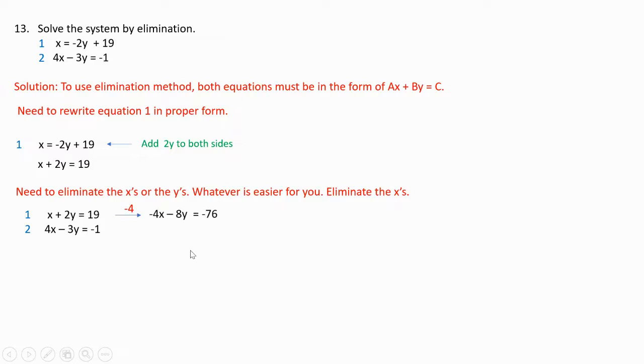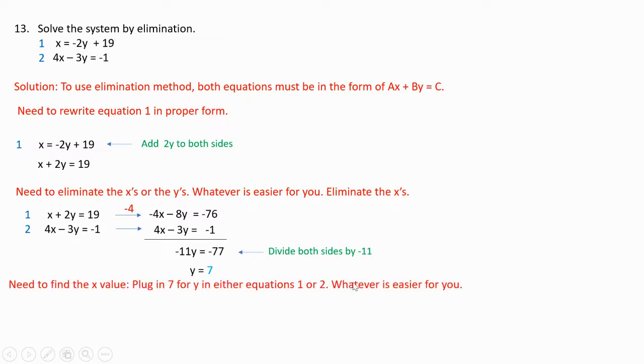Multiply by -4, we get -4x, and -4 times 2y will give us -8y, and -4 times 19 will give us -76. Equation 2, we just bring it over how it is, and then we do the operation. So the x's will be eliminated. So we're going to get -11y equals -77. We divide both sides by -11. So we get y equals 7.